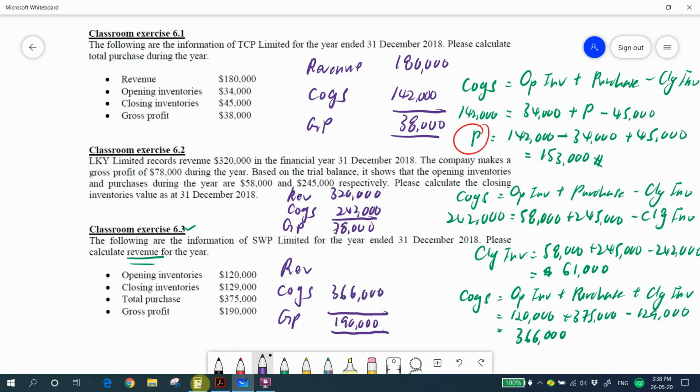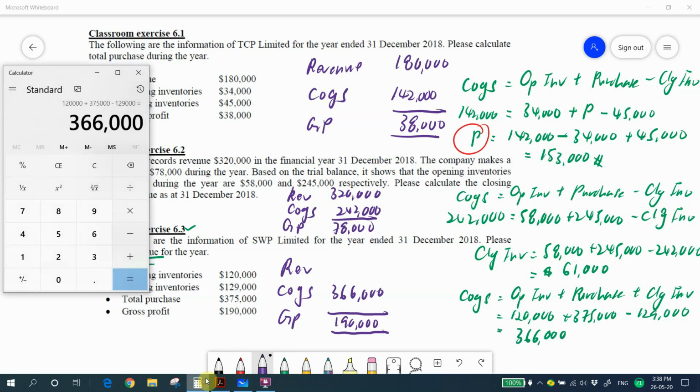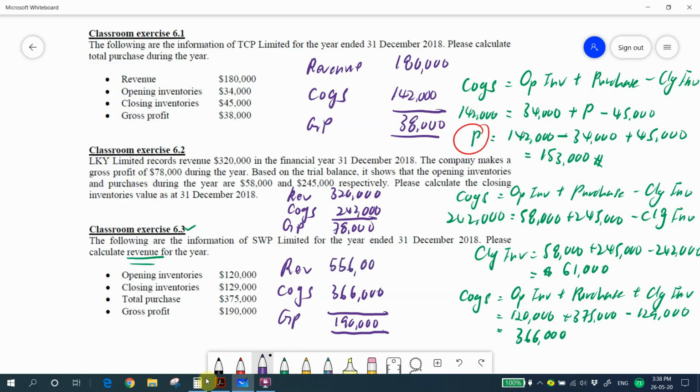How do we get your revenue? We use gross profit add COGS to get the revenue. So we get 556,000. This will be the answer. And this is the answer for exercise 6.2, and this is the answer for 6.1. So this is how we use the trading account to find out the missing information in our accounting system. Next, the second solution available to you.